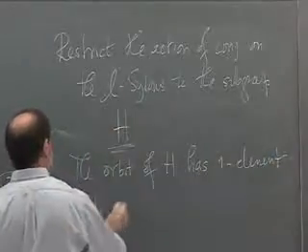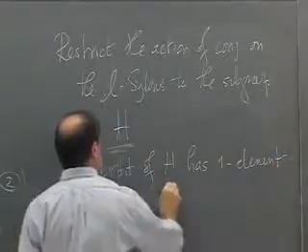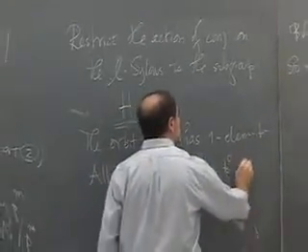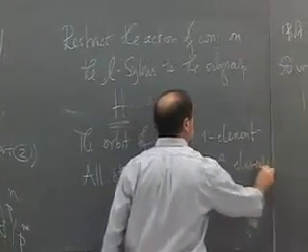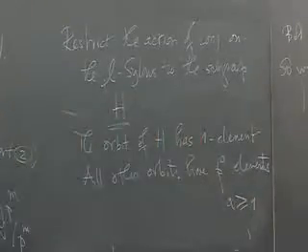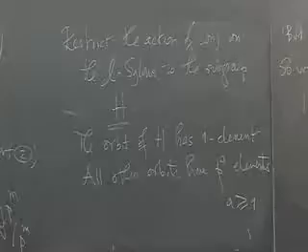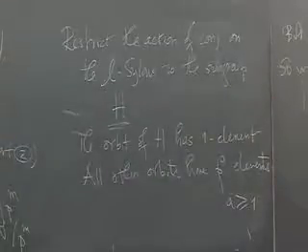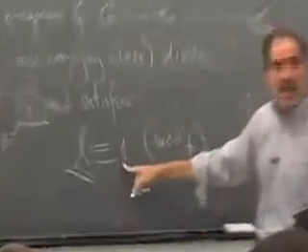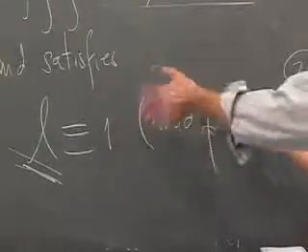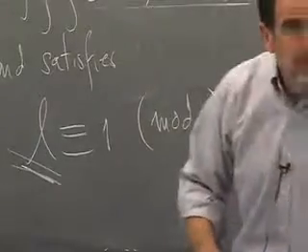All other orbits have p to the a elements with a greater than or equal to 1. That's the claim. If that's the case, then the total number in the set, L, is congruent to 1 mod p, because it's 1, the number of orbits in the set H, plus p times other things.